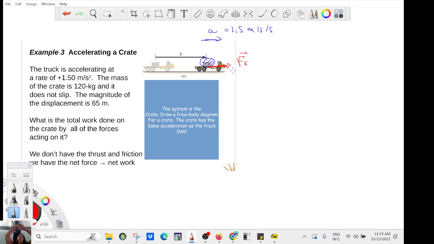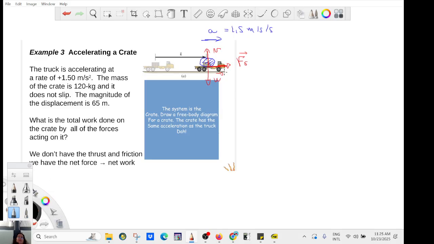There is some hooking. They hook together, same direction. That's the only force applied. And of course, here you have the normal force and you have the weight. And it's moving in this direction.